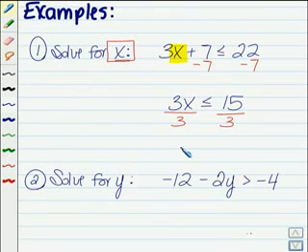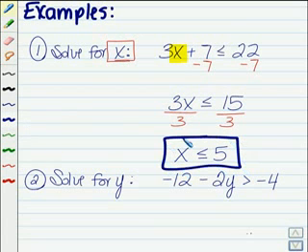When I do that, my answer will be x is less than or equal to 5, and that will be my answer there. The 3's cancel here on the left side, and I have 5 on the other. I won't switch my inequality. I divided both sides just by 3, not -3.